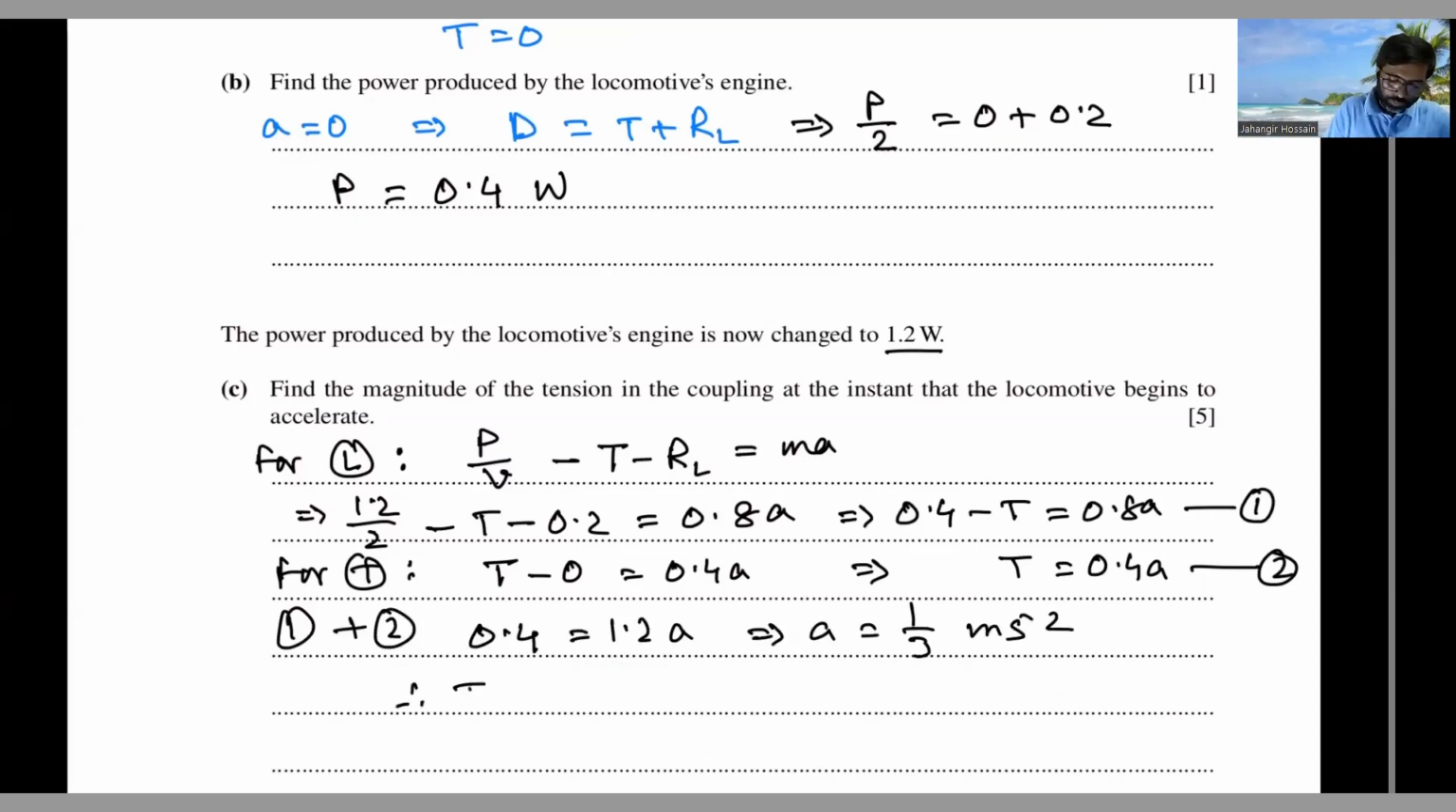So T is 0.4 into 1 by 3, that's 2 by 15 Newton. Okay? That's the tension in the coupling at the instant the locomotive begins to accelerate.